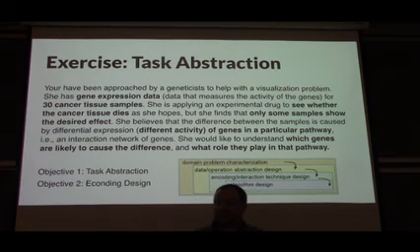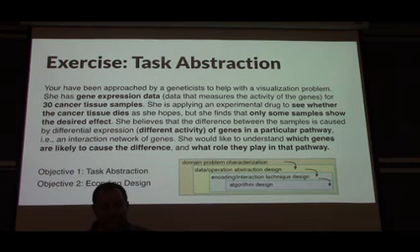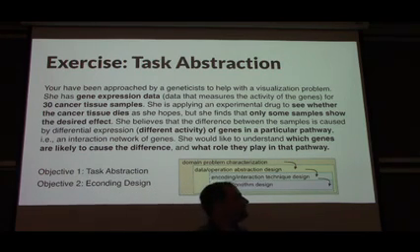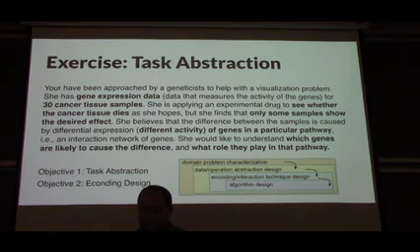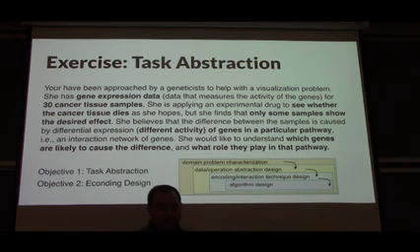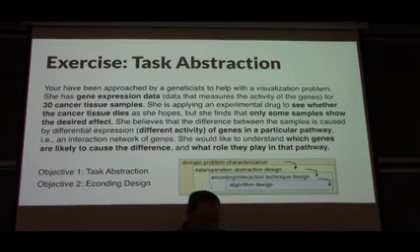She believes that the difference between the samples is caused by differential expressions, so different activities in these genes, in one particular pathway. That means a network of genes that has a special function. And she would like to understand which genes are likely to cause the difference and what role they play. So what I want you to do is a task abstraction and then an encoding design. And I'll give you about 15 minutes.